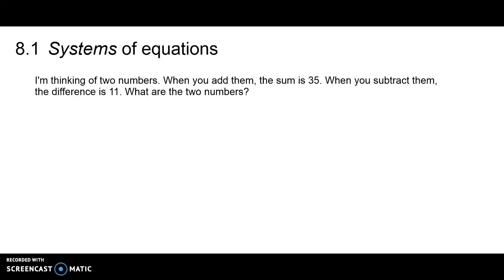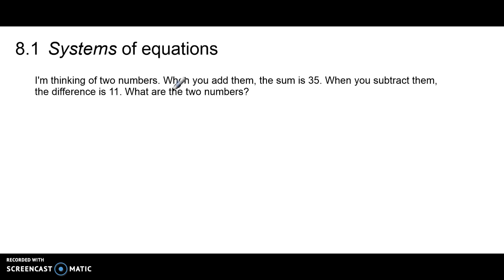Here in Chapter 8, we're going to be learning about systems of equations. Systems of equations basically means you've got more than one equation that has to be solved all at the same time. So if you've got equation A and equation B, whatever you think is a solution has to solve equation A and it also has to solve equation B.